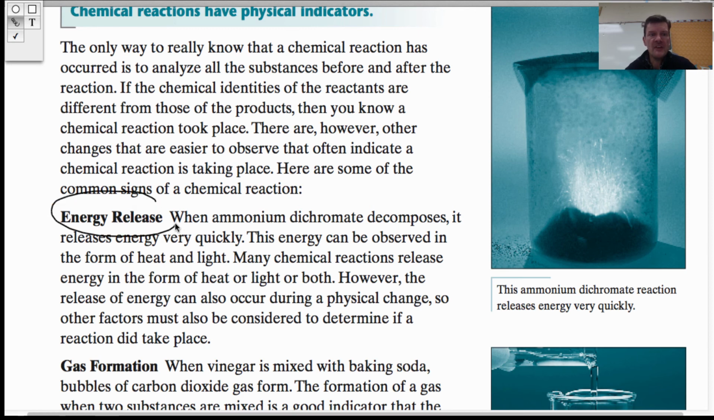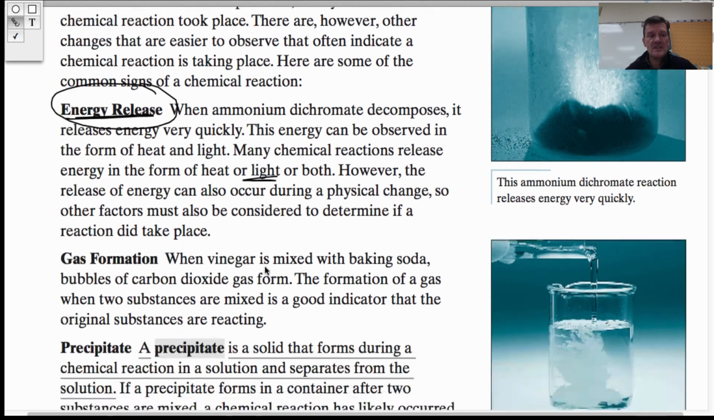One, if energy is released. If during the reaction the container maybe feels warm, or you take the temperature of the solution, for example, if the reaction is happening in the solution and the temperature is going up, then energy is being released. That's a good indicator that a chemical reaction has occurred. Now that energy release could be in the form of heat. It could also be in the form of light. So if you see light, there's a flame or something like that, or sparks, that's probably also a good indicator that a chemical reaction has occurred.